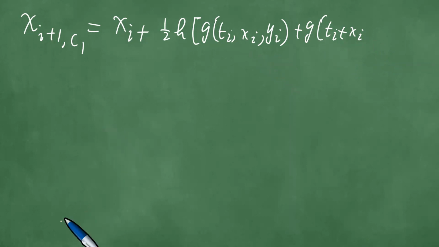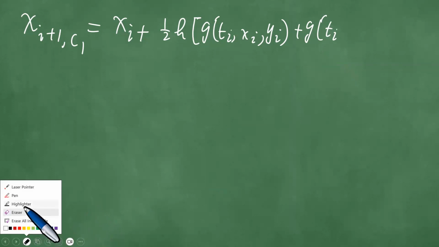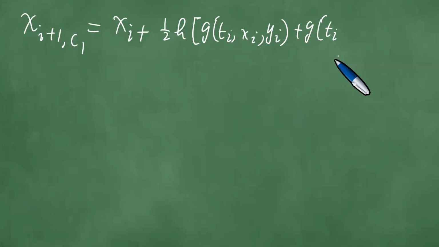Okay, need to make a change here. Because there are 3 arguments, you'll have to add the H to each of them. Add the H to the T. So you're going to add H here, or you can add delta T to this. And then here you have XI, you're going to add H to it.